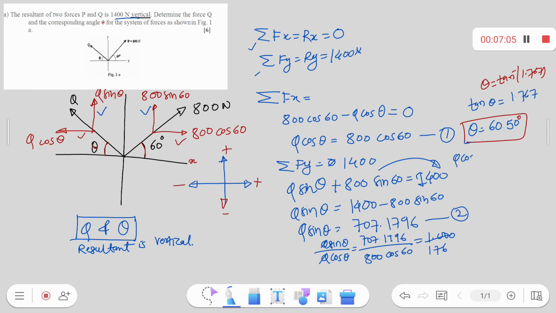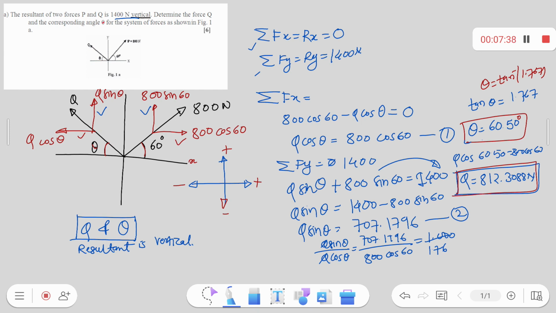Q cos 60.50 equals 800 cos 60. So Q equals 800 cos 60 divided by cos 60.50. It comes to around Q equals 812.3088, and it is in Newton. So this is your expected answer.